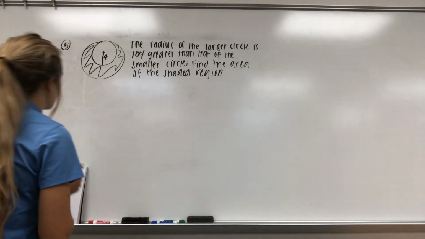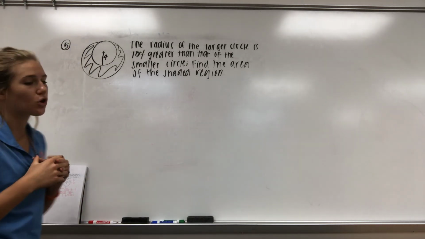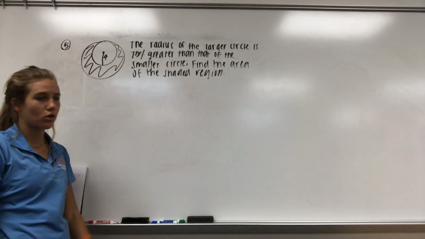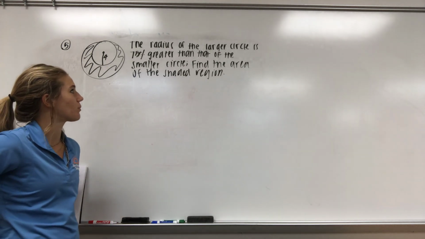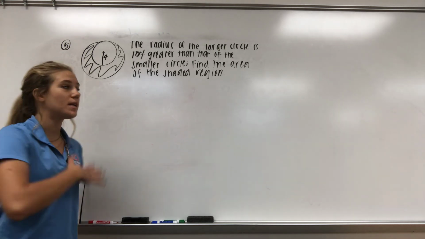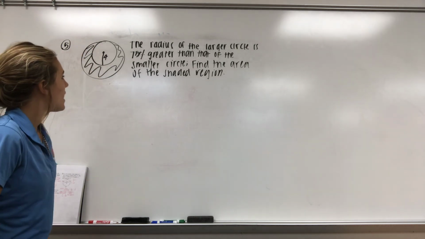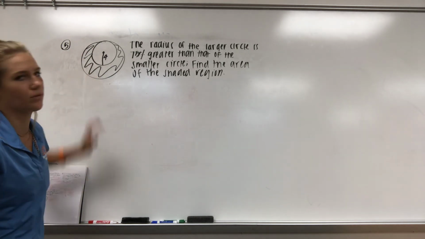Okay, so this problem gives us this diagram where basically we have a smaller circle tangent to a larger circle on the outside. It tells us that the radius of the larger circle is 75% greater than the radius of the smaller circle. It tells us that the radius of the smaller circle is 4, and it wants us to find the area of the shaded region in that diagram.